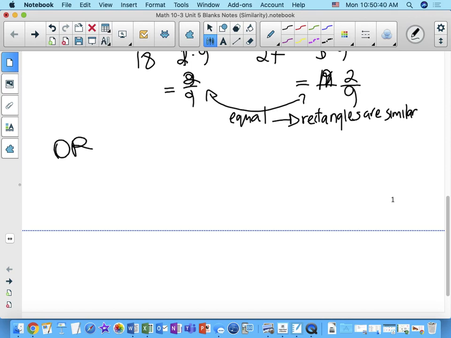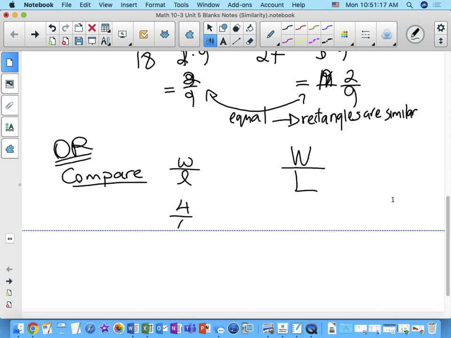Or we can compare this. And sometimes when we're solving problems, we may need to do it both ways. Okay, so another thing that we could do is within the smaller rectangle, we can compare width to length. And within the big rectangle, we can also compare width to length. Now I don't have the picture up, but some of you may remember, what was the width and the length of the small rectangle? You have it in front of you, actually. What were those values? 4 and 6. So this is 4 over 6.